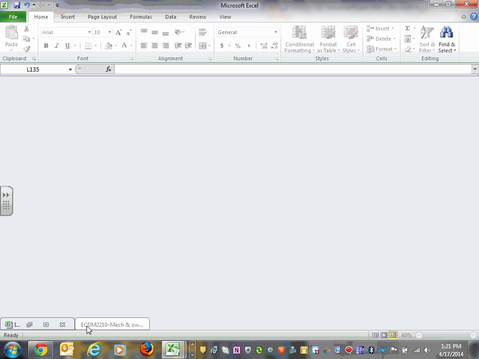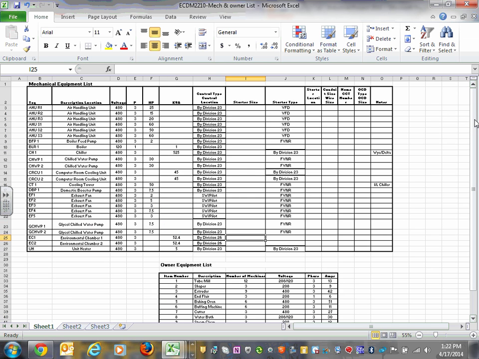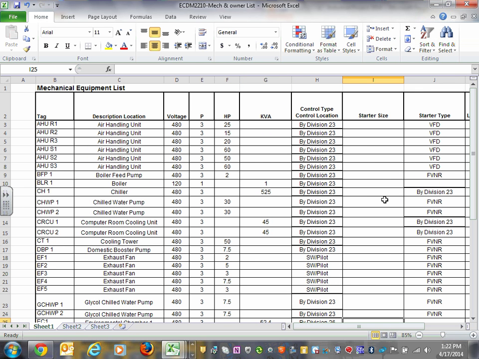Let me show you the owner equipment list. Here's what we typically get from the mechanical guys, if you can get them to give you something. Now remember, lights and receptacles we can size for the most part based on the code and based on what we put in our building. So we know our lights and receptacles in a building. Now, mechanical equipment, we have no control over sizing the rooftop unit or chillers or cooling tower, right? Or the air handling unit or units.